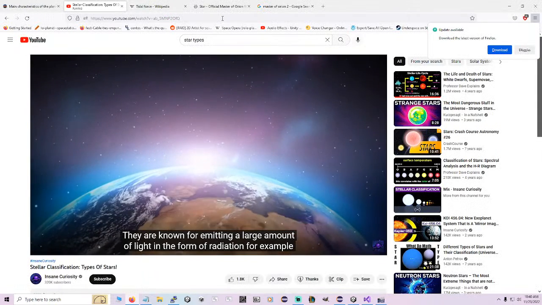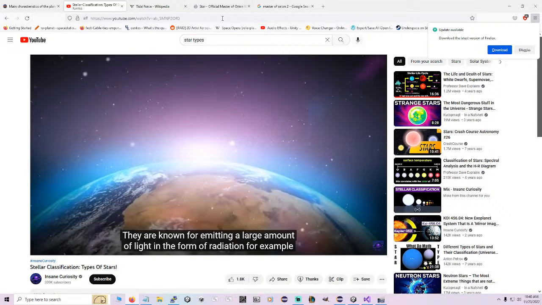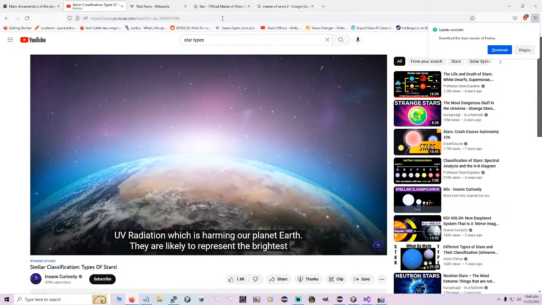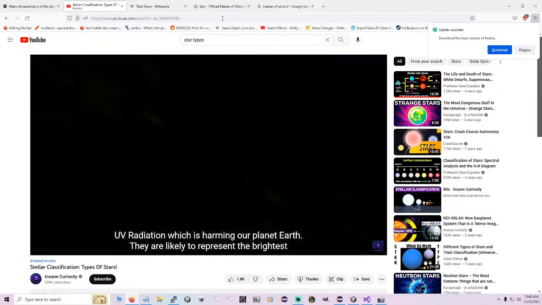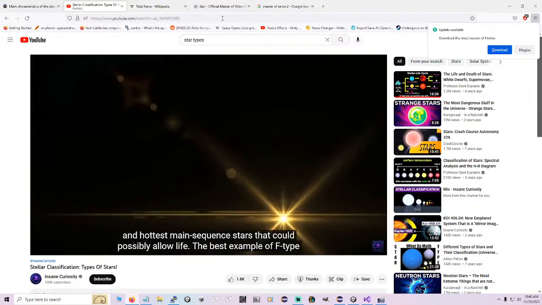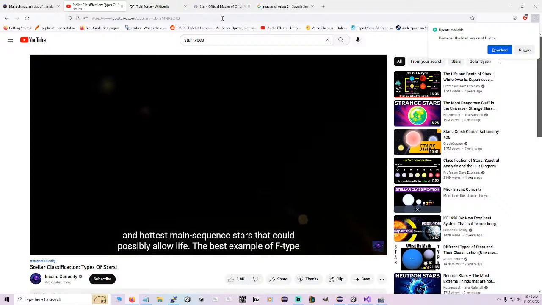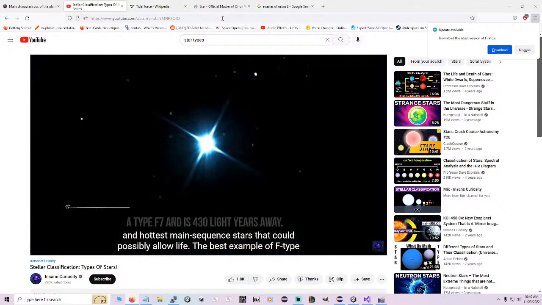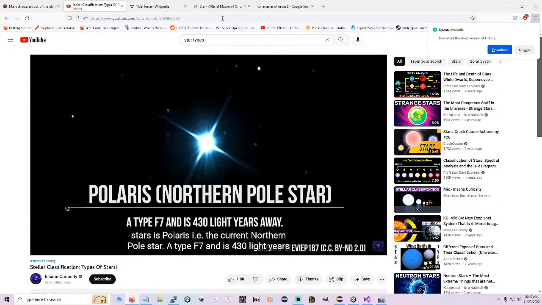They are known for emitting a large amount of light in the form of radiation, for example UV radiation, which is harming our planet Earth. They are likely to represent the brightest and hottest main sequence stars that could possibly allow life. The best example of F-type stars is Polaris, i.e. the current northern pole star, a type F7, and is 430 light-years away.